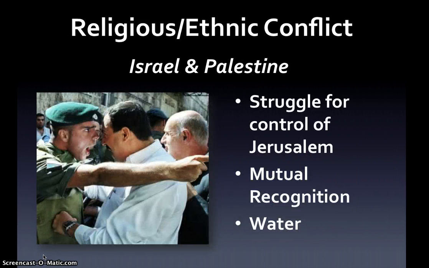The first example of religious and/or ethnic differences is Israel and Palestine. The struggle for control of Jerusalem is important because all three major religions, Islam, Judaism, and Christianity, have Jerusalem as a very important part of their historical narratives. In some cases, as with the Temple Mount, their respective holy sites are literally on top of each other.